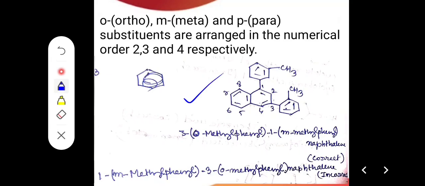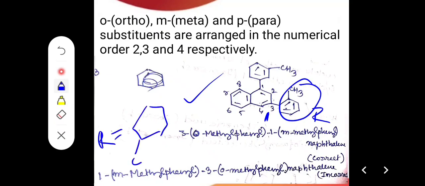There should be one example, that is 3-(o-methylphenyl). O means ortho-methylphenyl. Then 1-(m-methylphenyl)naphthalene. That should be correct. Because if we consider 1, 2, 3, at 3 position, suppose there should be one substituent. Suppose we can write this as an R group.